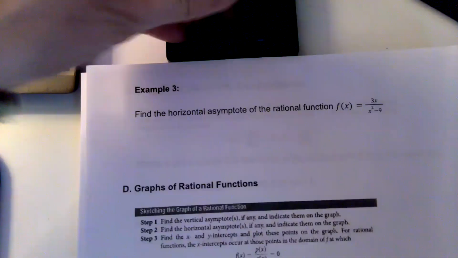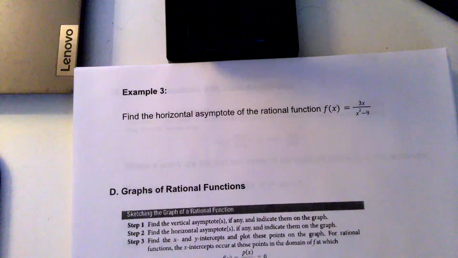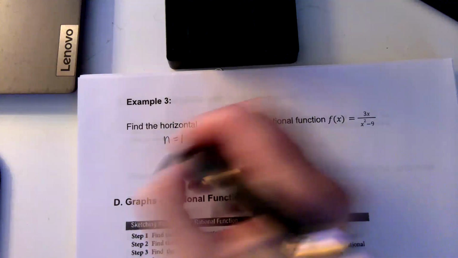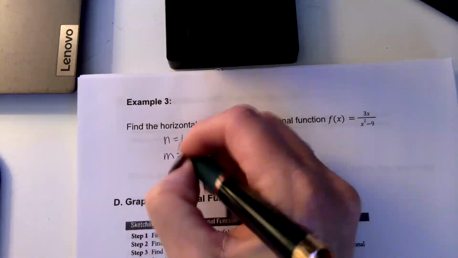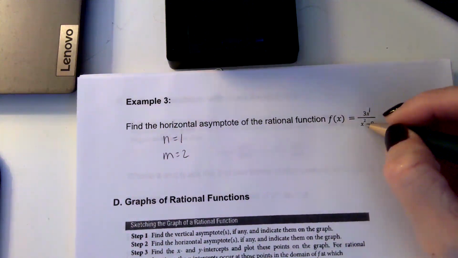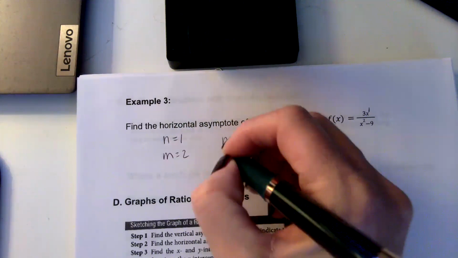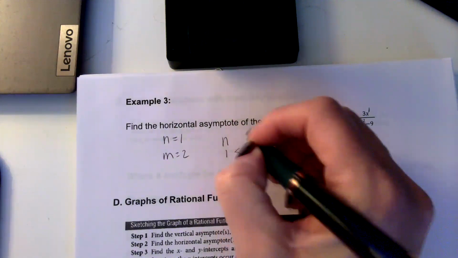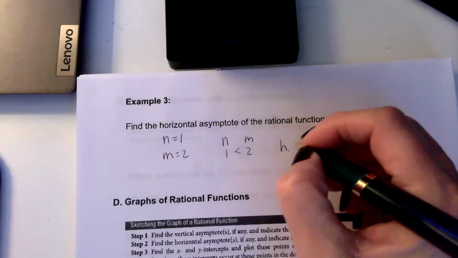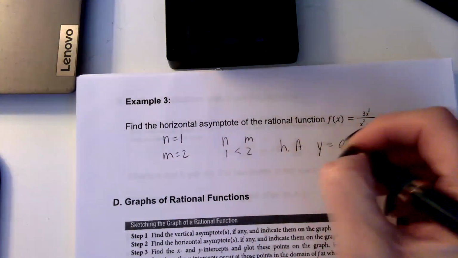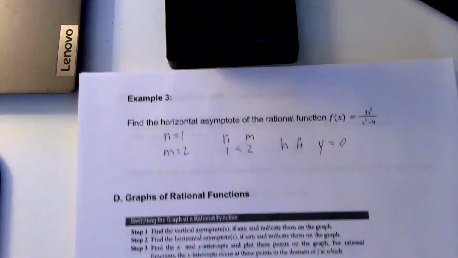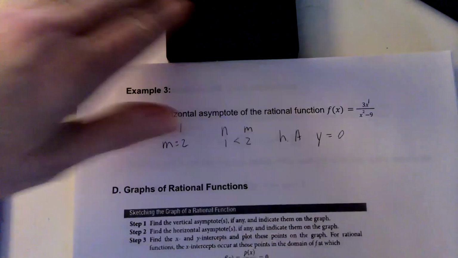It says find the horizontal asymptote of the function here. So we can see that n is equal to 1 and m is equal to 2. n is the degree on the numerator and m is the degree on the denominator. n is less than m. So that means that we have a horizontal asymptote at y equals 0 because the denominator is growing quicker than the numerator. It's the large, small concept.